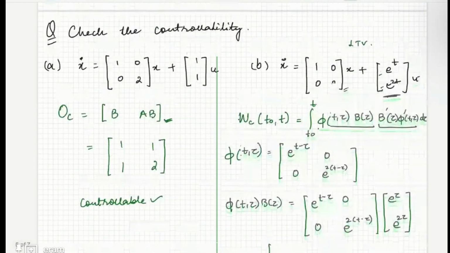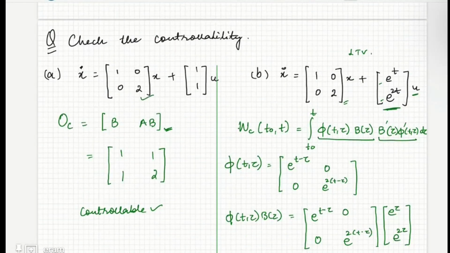So what's the conclusion? The conclusion is that even though we have the same state matrix, and for system 1 we have a constant B matrix with no entry as 0, in this case also we have no entry 0 in the B matrix because this exponential is never going to be 0, but the system is uncontrollable even though the earlier system was controllable.